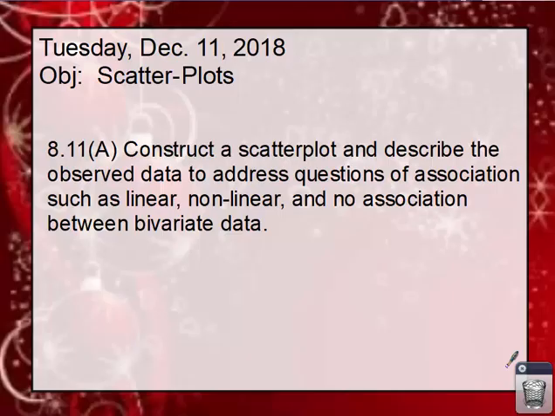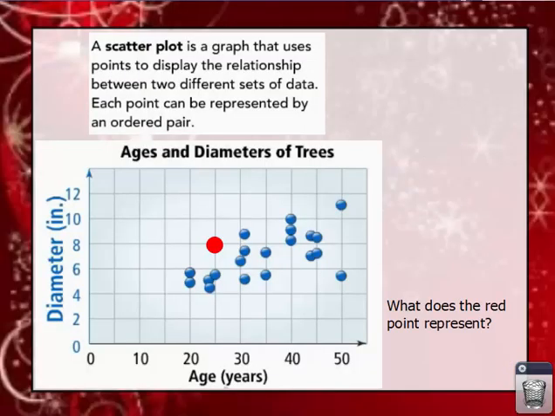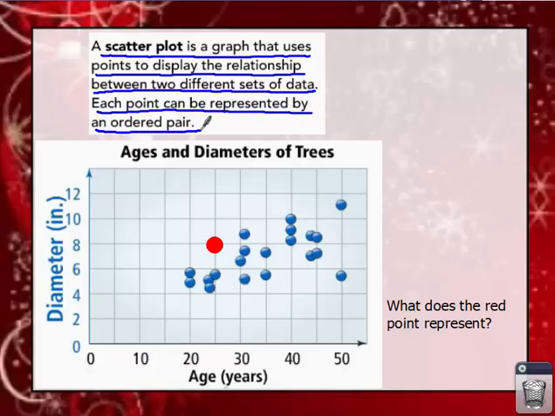Okay, so let's just dive into this lesson and talk about what is a scatter plot. Well, a scatter plot, as you see here, is a graph that uses points to display the relationship between two different sets of data. So we're trying to determine whether or not two things actually are related to each other or not. And then each point can be represented by an ordered pair. So if you look at the graph below, in this particular one, we're comparing ages of trees and the diameter of that tree.